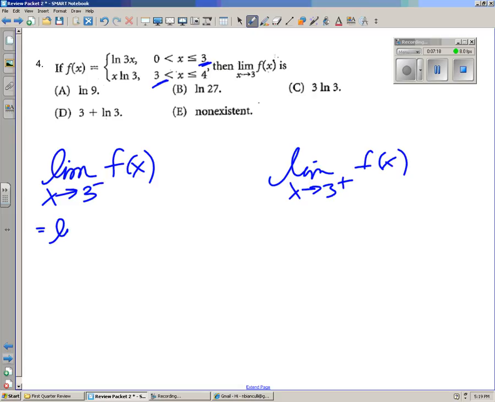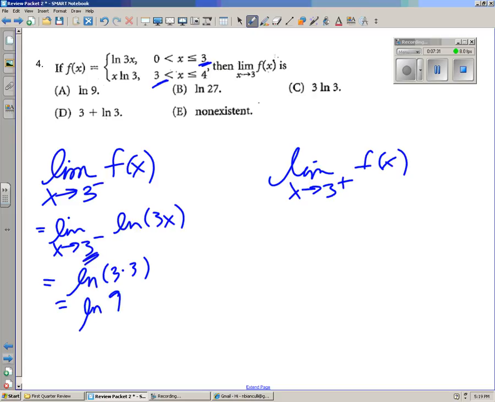So this would be limit as x approaches 3 from the left of ln of 3x, which you always try to plug in the limiting value. So it's ln of 3 times 3, which is natural log of 9. Okay, great. So that's the limit from the left. Limit from the right, we have to use the rule x ln of 3. So we have the limit as x approaches 3 from the right of x ln of 3, which is 3 ln of 3.